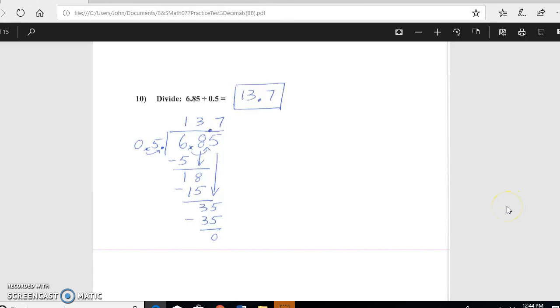This is the practice test for decimals. Here we're working on problem number 10, and we're asked to divide 6.85 divided by 0.5. And I have set up the division here. We have the 6.85 underneath the quotient bar, and then outside we have the 0.5.